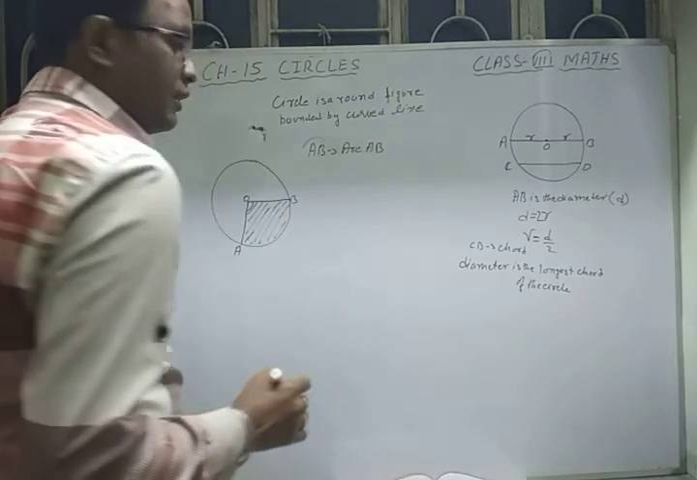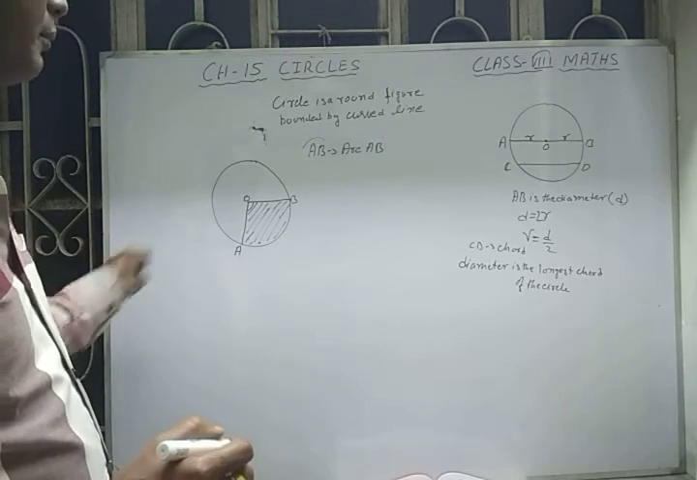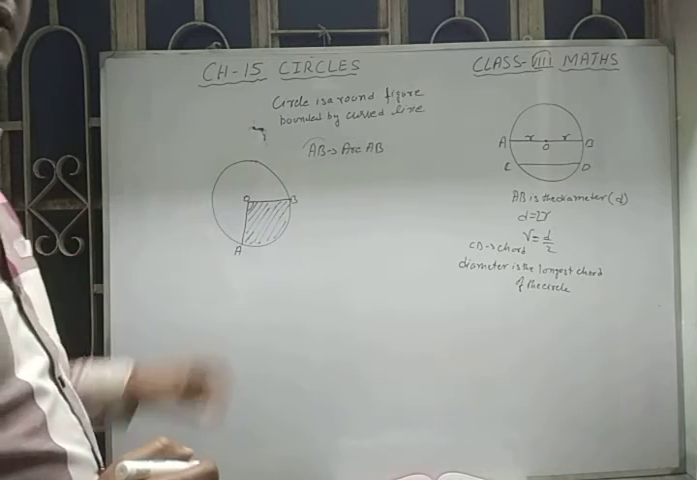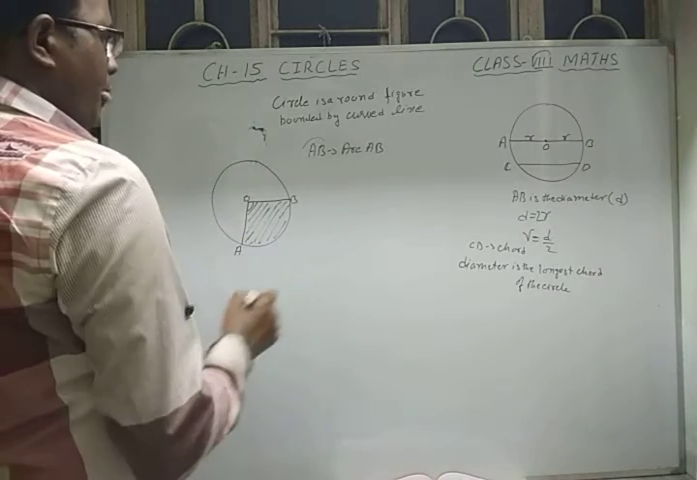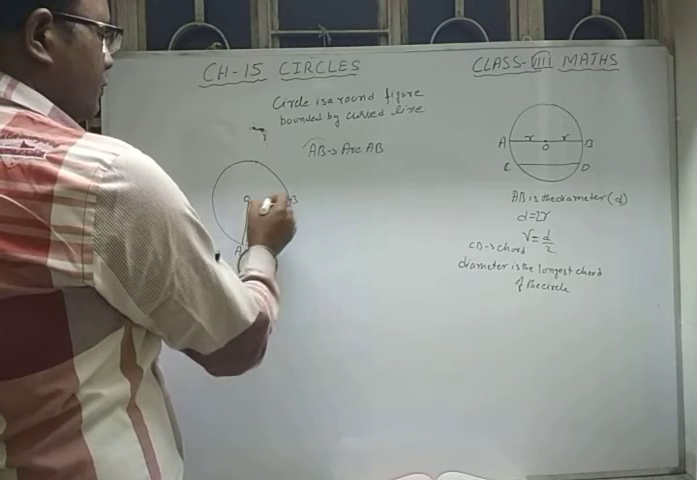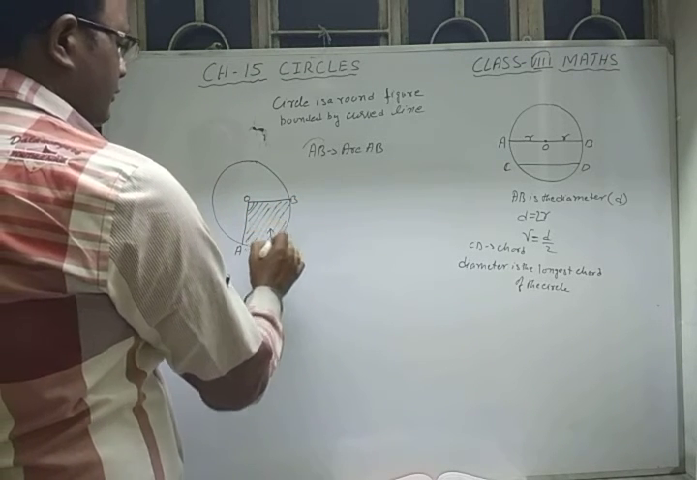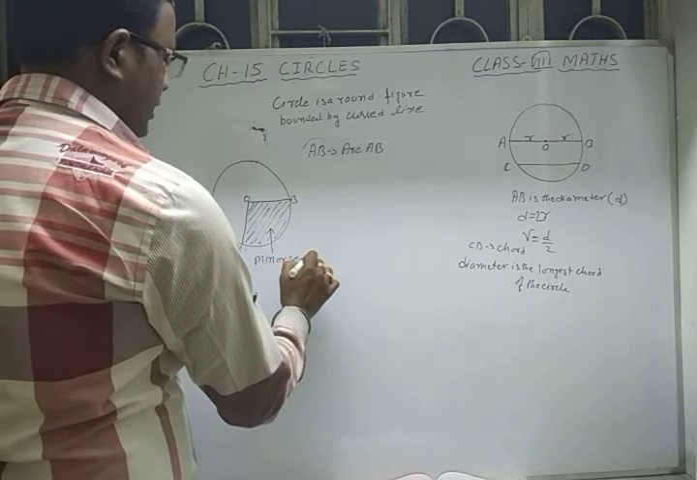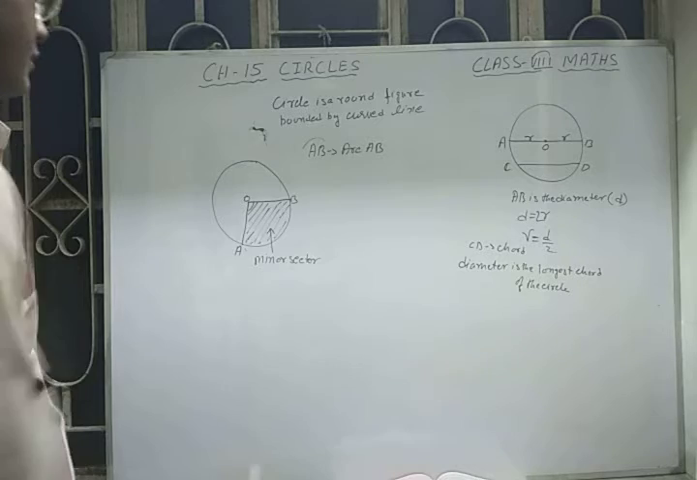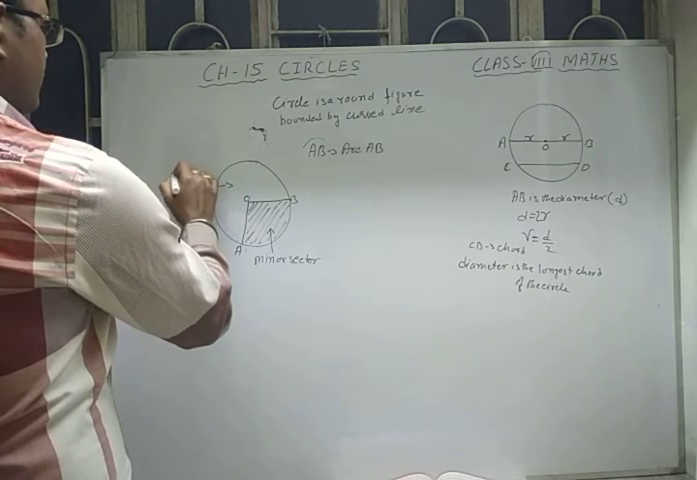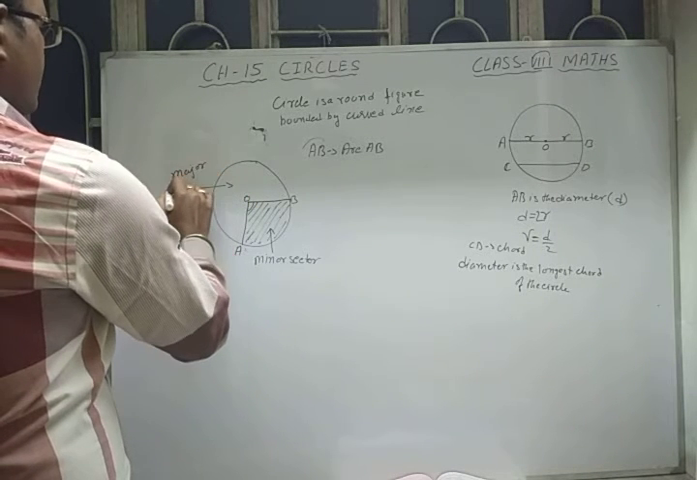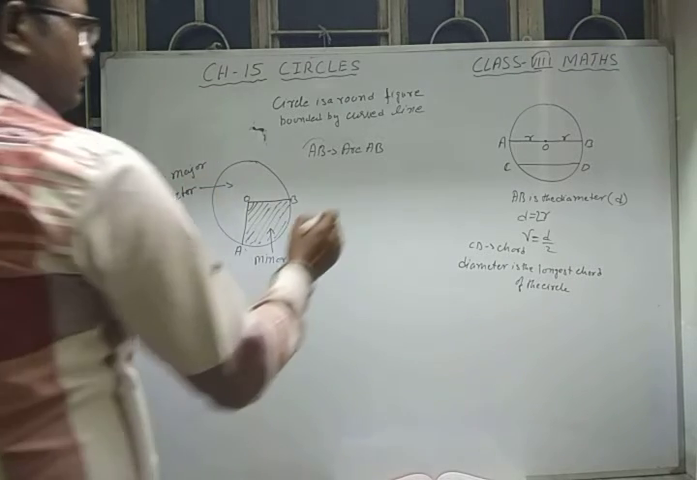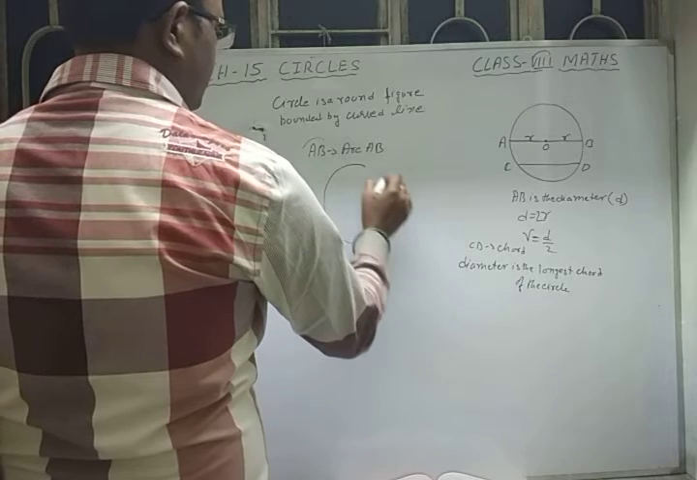What is an arc? An arc is a small part of the circumference of the circle. And the region formed by this arc and the two radii, this portion, is called the minor sector, and this region is called the major sector.